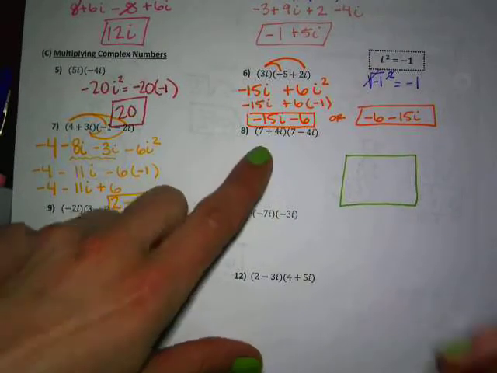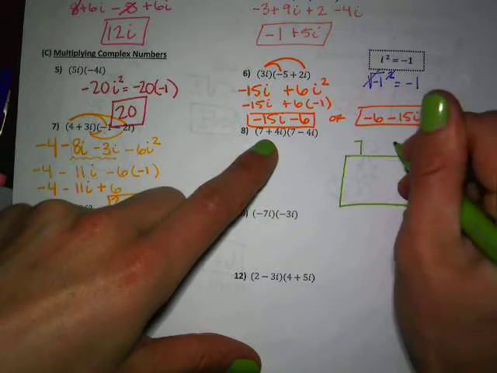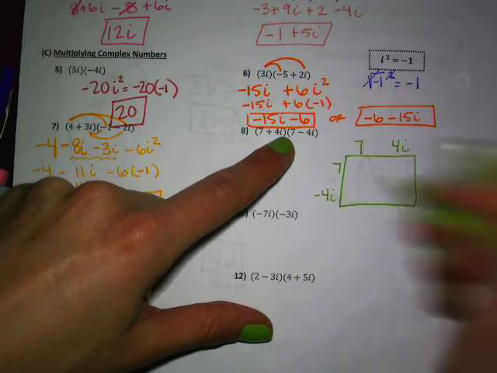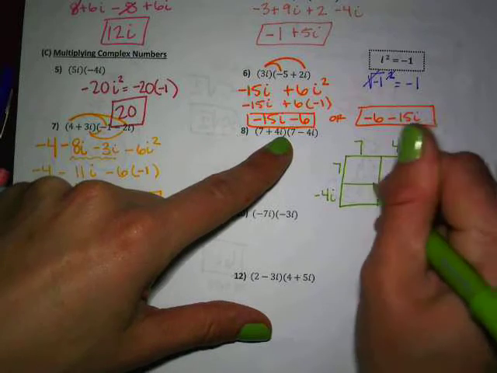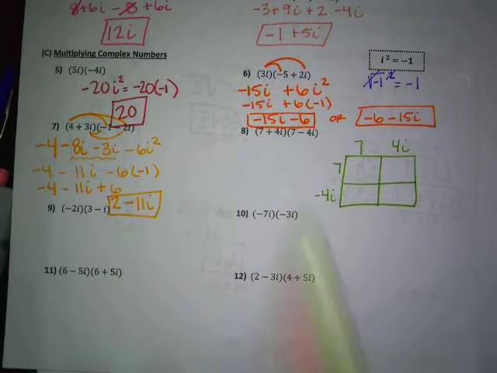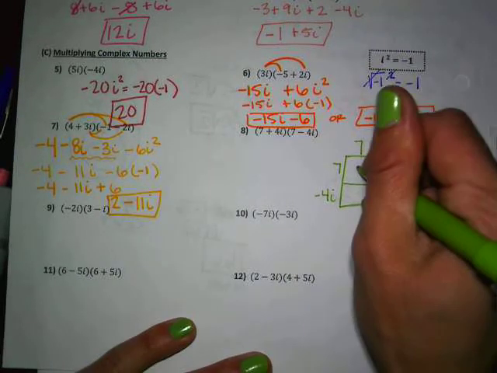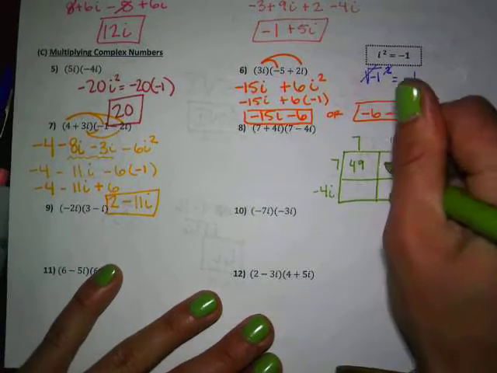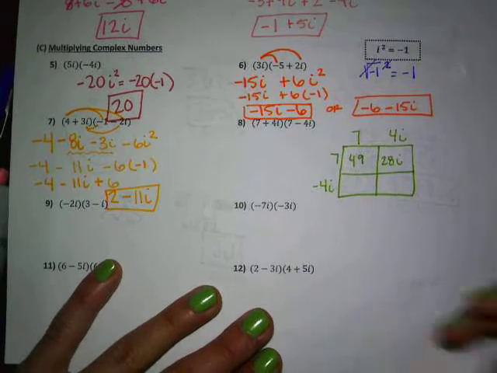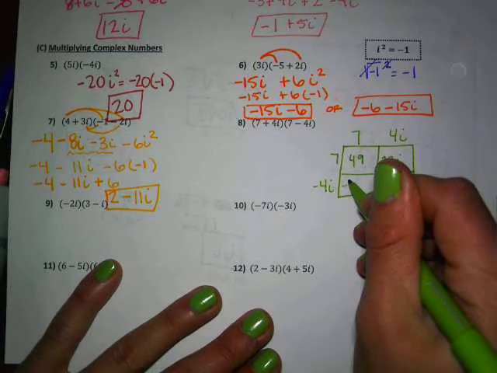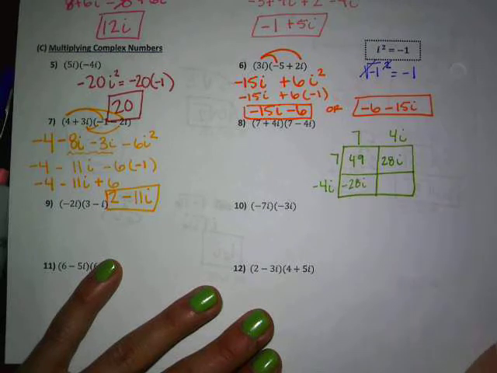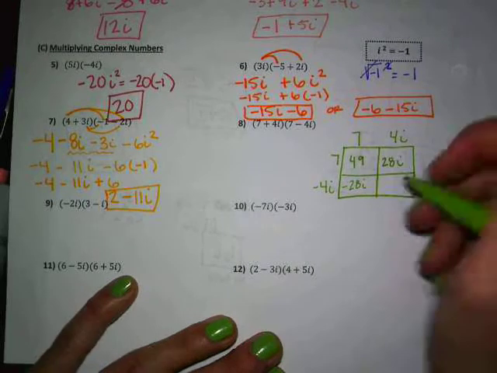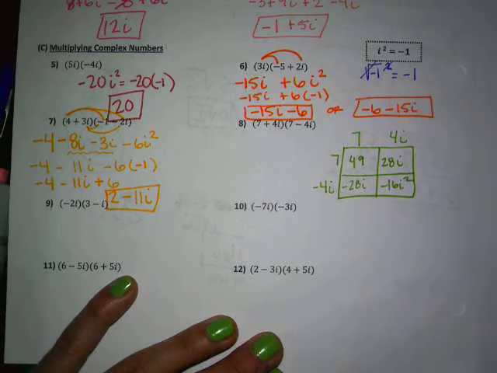So you draw a box, you put one of your terms, 7 and 4i, and the other, 7 and negative 4i, then you're going to draw your x, or your plus sign. So 7 times 7 is 49. 7 times 4i, 28i. 7 times negative 4i, negative 28i. And then 4i times negative 4i is negative 16i squared.